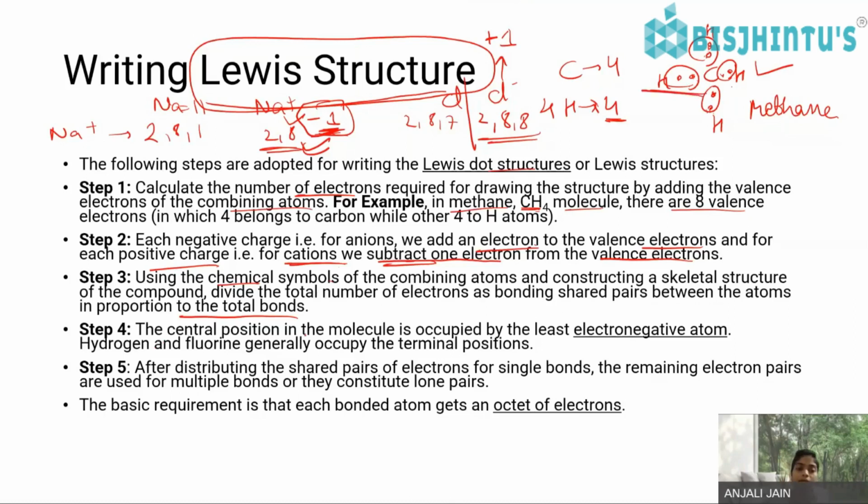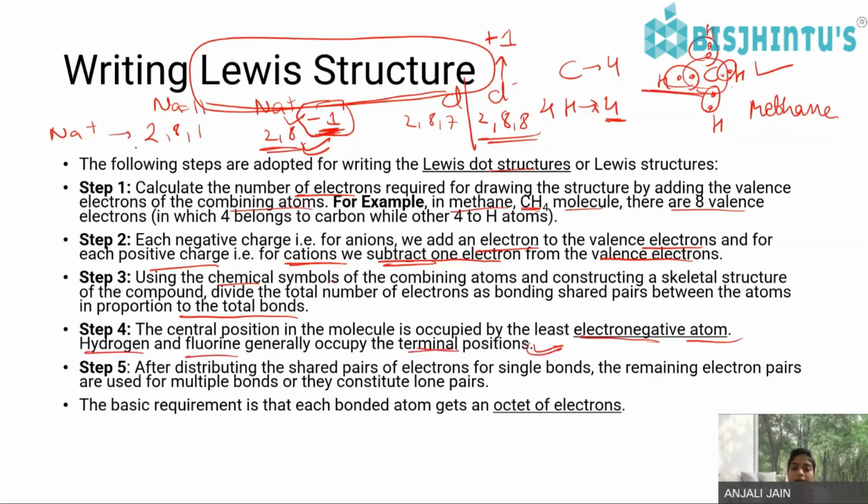The central position in the molecule is occupied by the least electronegative atom. Hydrogen and fluorine generally occupy the terminal position. Terminal means the side position is occupied by hydrogen and fluorine.